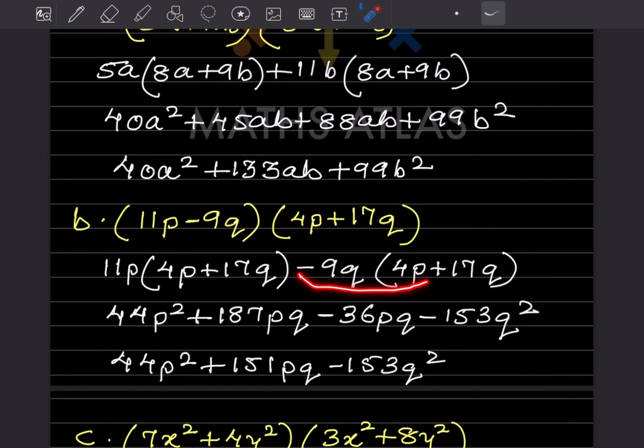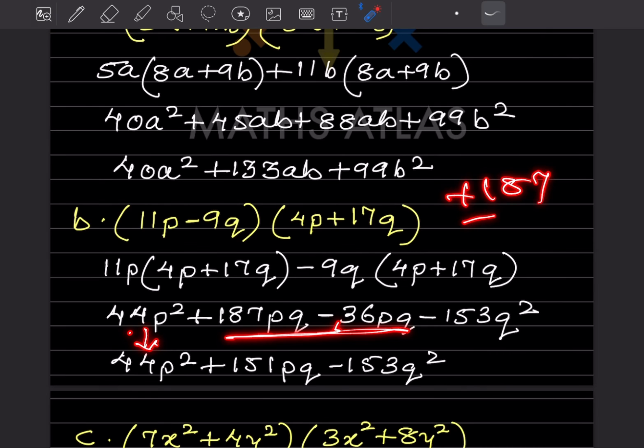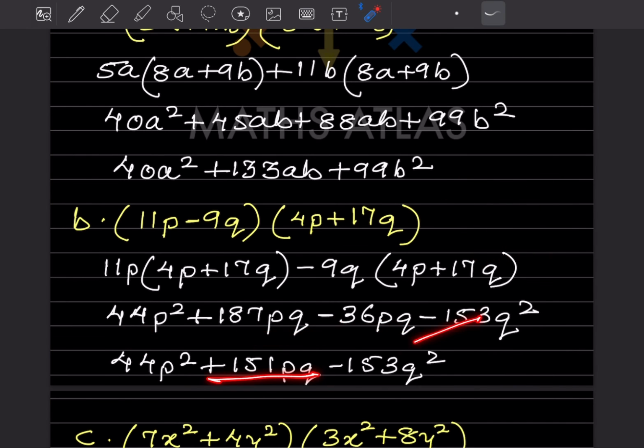So plus minus is going to be minus, and then you will see here that is going to be 153 q square. So now this is alone. These are the like terms, plus 187 and minus 36. So that is going to be 151, which, but bigger number sign means plus 151pq, and this will be as it is.